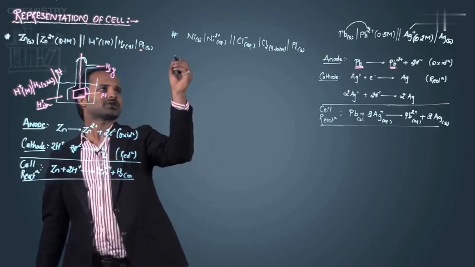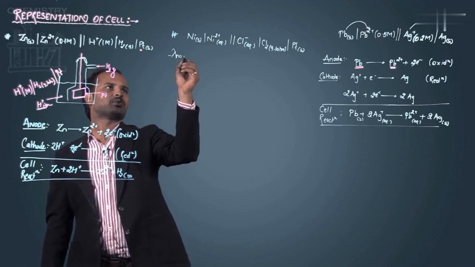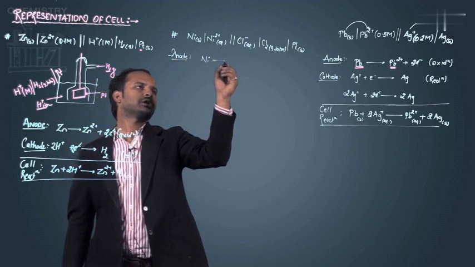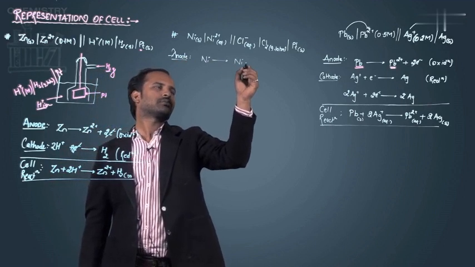Now how to write the reaction? The reaction taking place on the anode first. Anode, it is nickel. Nickel will give you nickel 2 plus plus 2 electrons.